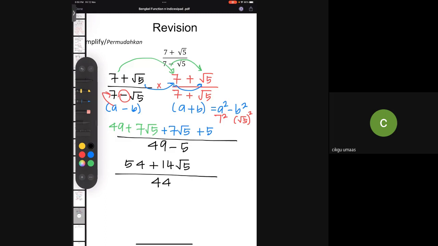Yutong, looking at all these numbers, what does your mind say? Can divide by 2. So divide everything with 2. So when you divide everything with 2, what do you get, Yutong? 27 plus 7 surd 5 over 22. Someone can divide? Cannot already. Who knows? Okay. All right. Any question?